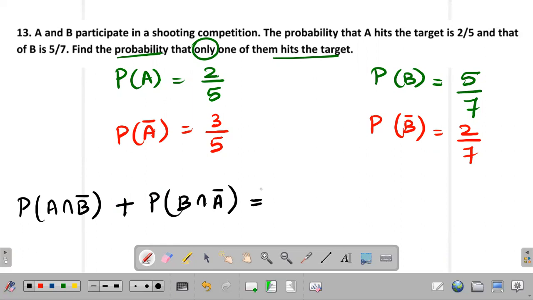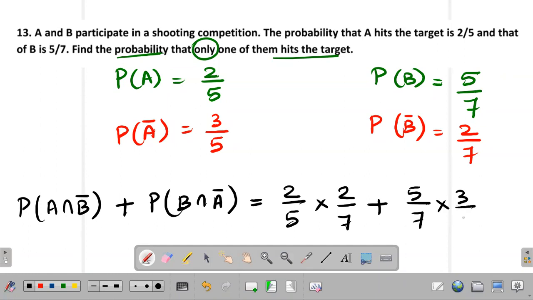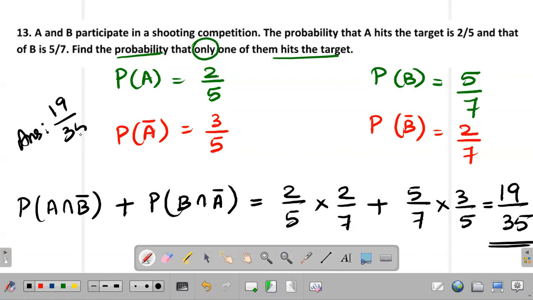Okay. So P of A intersection B bar, that is P of A into P of B bar, that is 2 by 7. Or P of B intersection A bar, what is that? Probability that B hits the target and A does not hit the target. Can you tell me what will be the final answer here? 5 3s are 15 plus 2 2s are 4. 15 plus 4 is 19 and in the denominator I have 35. So the answer will be 19 upon 35 in this case. Explanation, is it clear? 19 upon 35. This is going to be our answer. Is it fine? Okay.